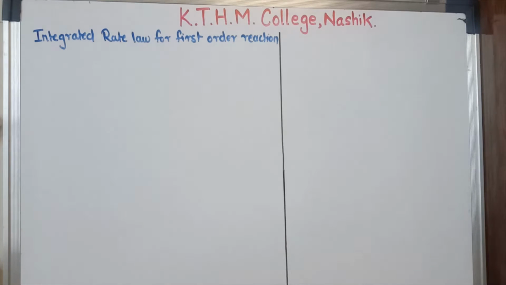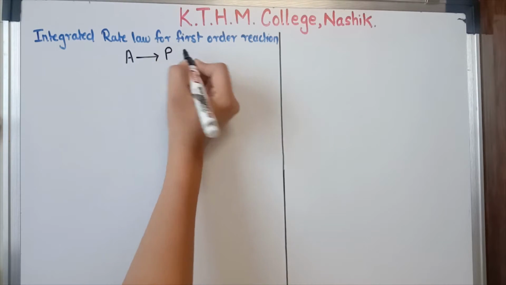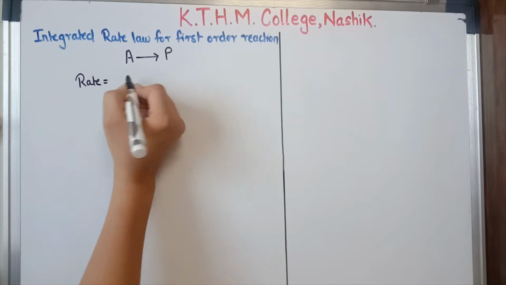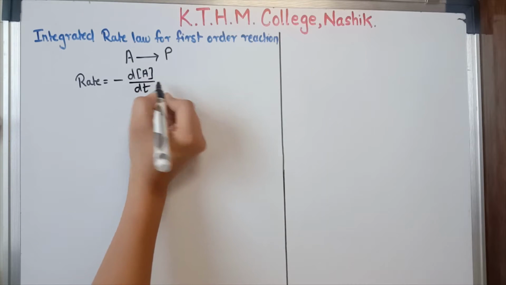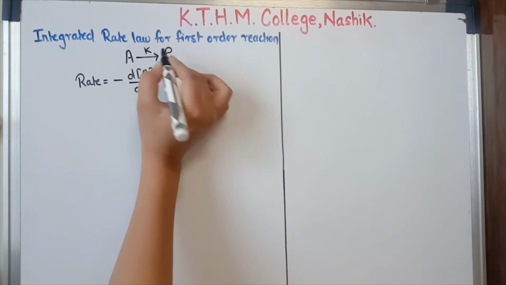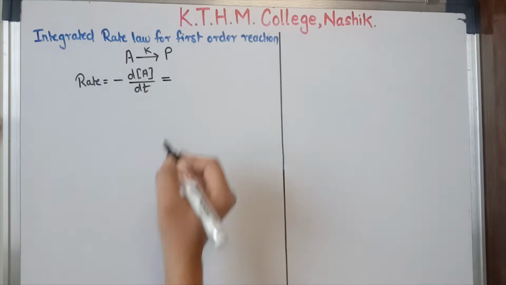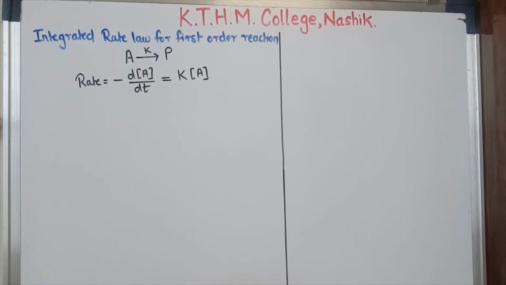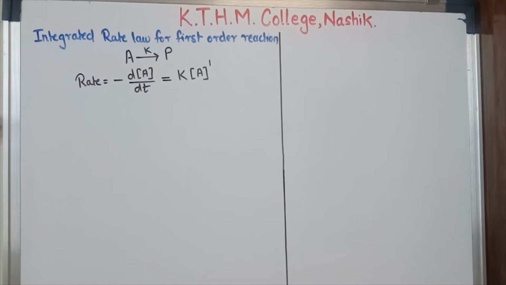So now here we will assume reaction A gives the product P. So now rate is equal to minus dA upon dt. Okay. So for this reaction rate is equal to K into concentration of reactant. Here the reactant is A. Here we have assumed that the reaction is first order. Therefore, the order will be equal to 1. Okay.